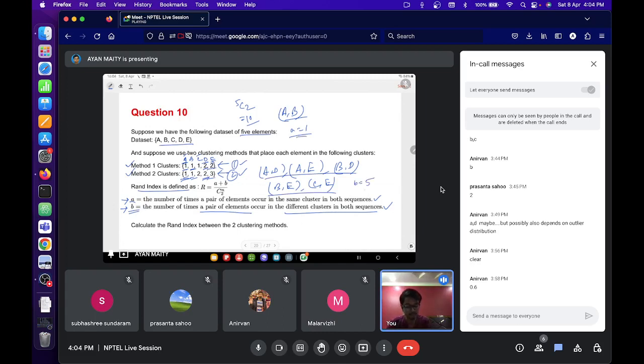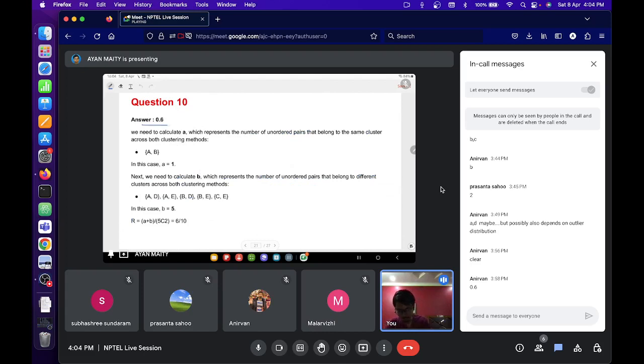So A is 1 and B is 5. So it would be 1 plus 5 divided by 5C2, so 6 by 10, which is 0.6. So 0.6 would be the correct answer. Here I have explained it again: AB is the only one that satisfies the criteria for A, so A is 1 only, and to calculate B, these are the 5 pairs that we can find, so B is 5. So rand index would be 6 by 5C2, which is 6 by 10, which is 0.6. So 0.6 would be the correct answer.